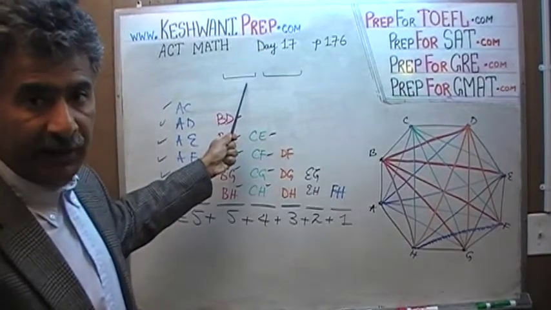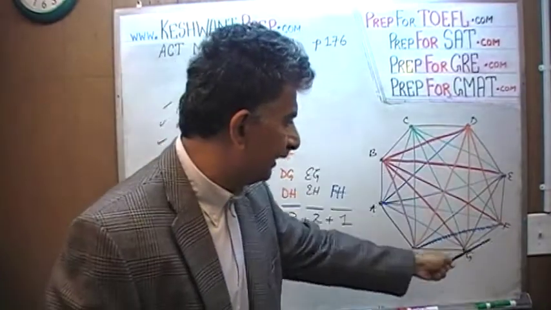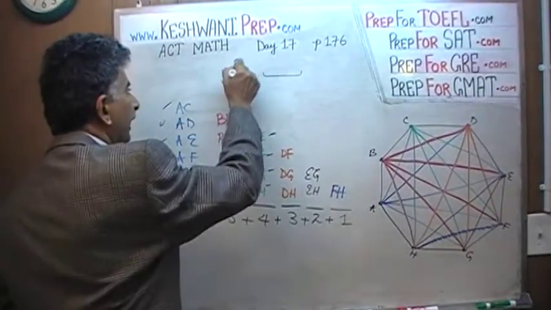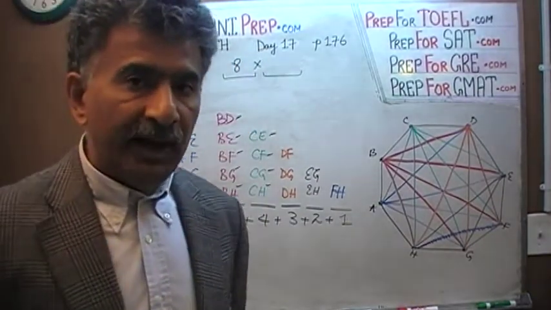Well, obviously there are 8 choices, because there are 8 vertices: A, B, C, D, E, F, G, H. I can start from anywhere. There are 8 choices to start my diagonal. Well, how many choices do I have to end my diagonal?